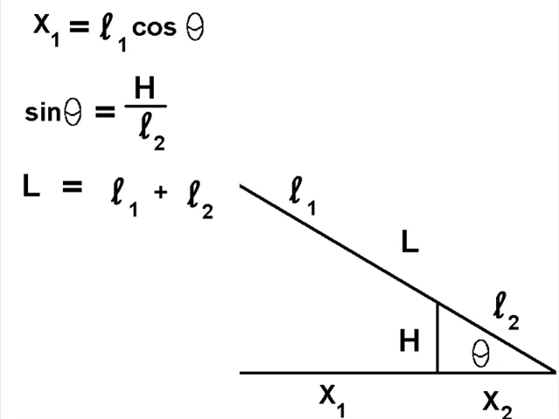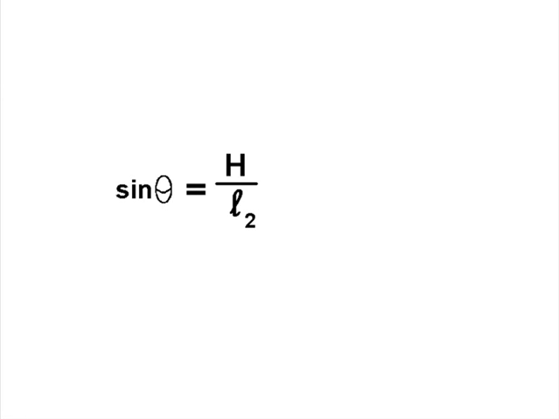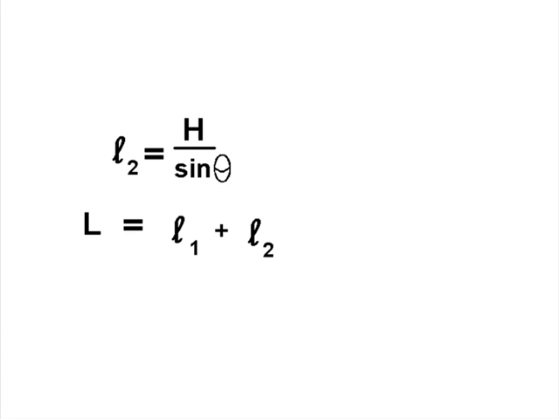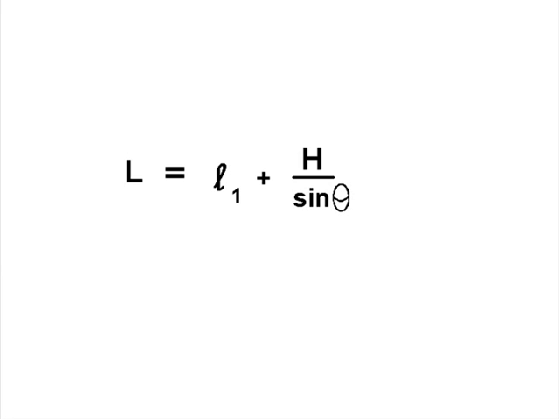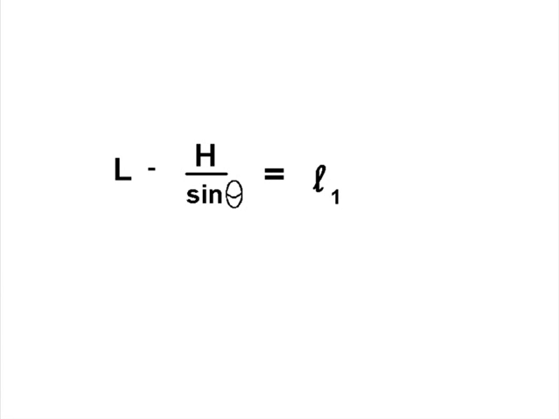We're now searching for the ideal angle at which to place the glass in order to gain the most usable floor space. We need to solve so that X1 is isolated. We'll start by rearranging this equation so that L2 equals H over sine theta. Then we can bring that relationship back to L1 plus L2 equals L and substitute it. Next, we'll isolate L1, which becomes L1 equals L minus H over sine theta.